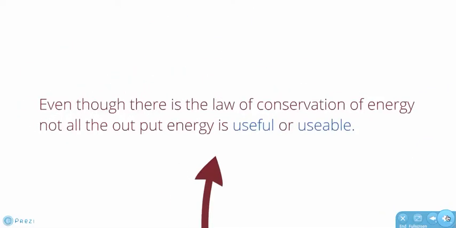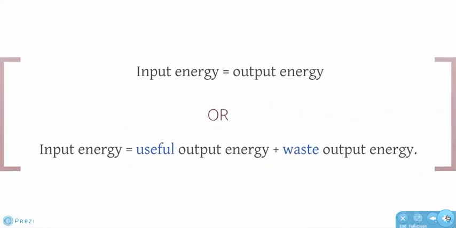The potential is there. So even though there's a law of conservation of energy, not all of the output energy is useful or usable. So we were talking there about the sound energy that is produced by your hairdryer. That may be something that's not useful or usable. Okay, so input energy equals output energy, which is the law of conservation of energy right there. Or a way to think about it is that input energy is going to equal your useful output energy and waste output energy.